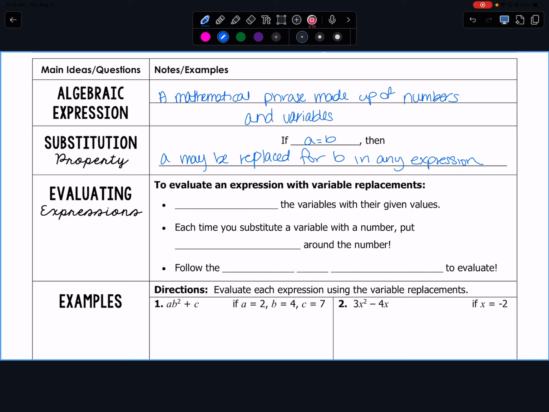Anytime we have to evaluate expressions or simplify expressions, so it could be simplify as well, you'll have to substitute. And then you will put parentheses around what you substituted, and then you follow order of operations.